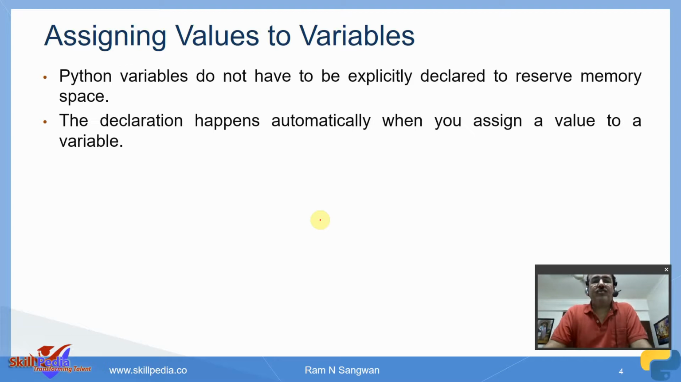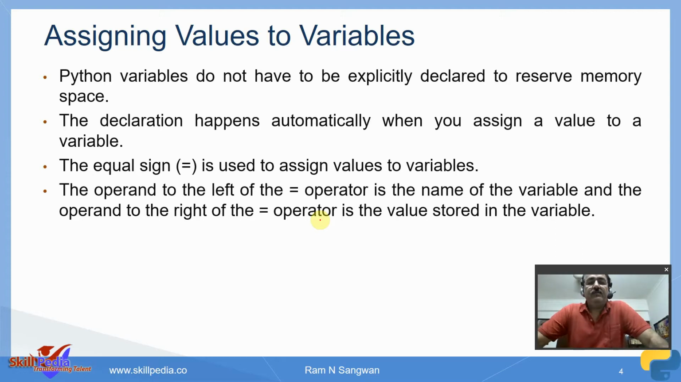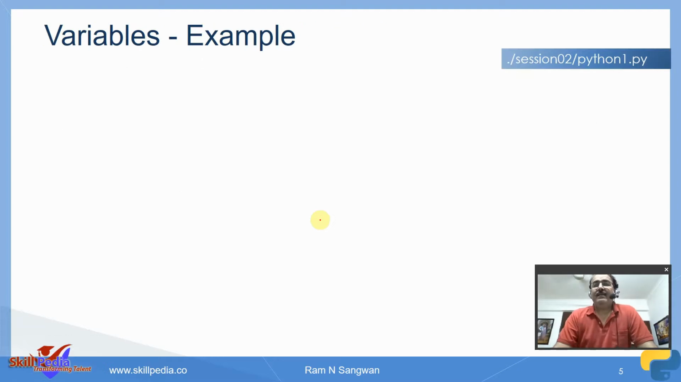The declaration happens automatically when you assign a value to a variable for the first time. So you don't have to, unlike other languages, as I said. A simple assignment operator, that is equal sign, is used to assign value to variable explicitly. The operand to the left of the equal operator is the name of the variable, and operand on the right hand side of the operator is the value stored in the variable. Let's take an example.